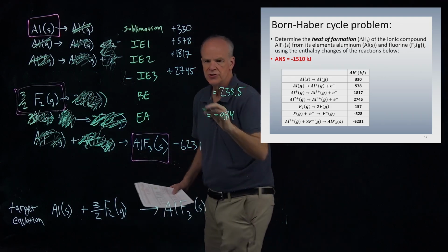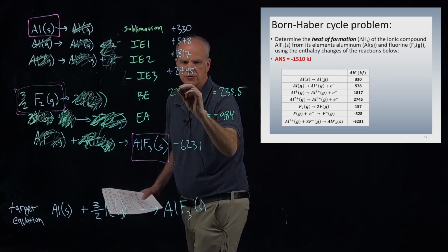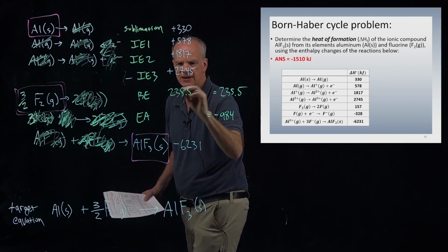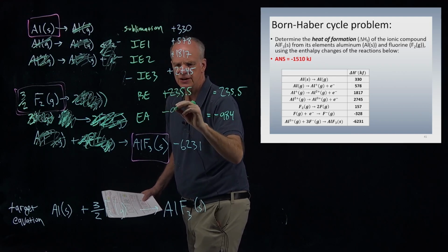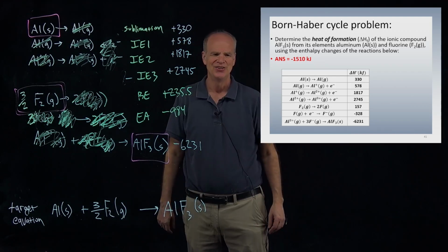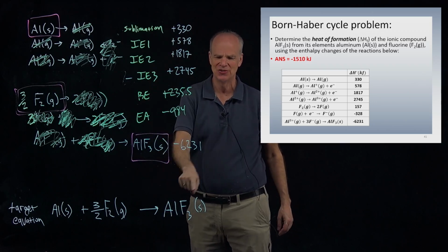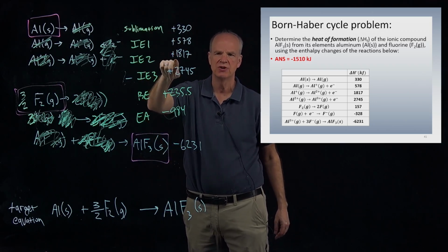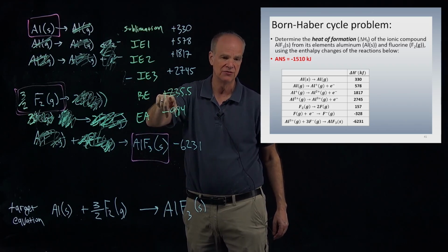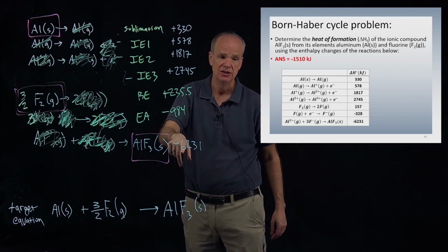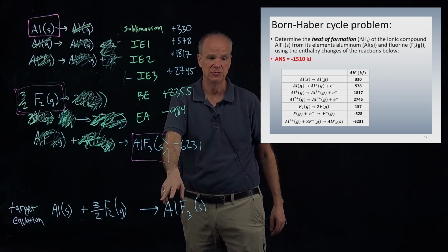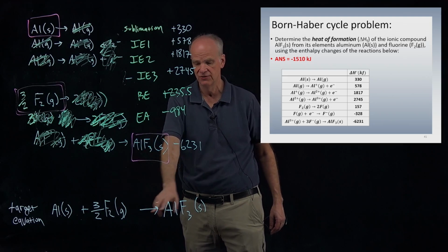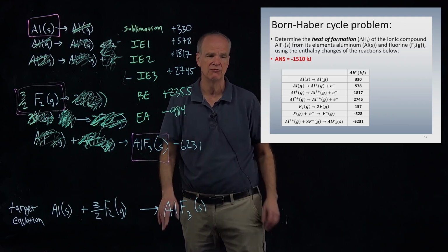Let me just move these here. 235.5 plus negative 984. So if you take all these numbers that I have here, plus 330, plus 578, plus 1817, plus 2745, plus 235.5, minus 984, minus 6231, you should get the enthalpy change of the formation of this equation, which is negative 1510 kilojoules per mole.